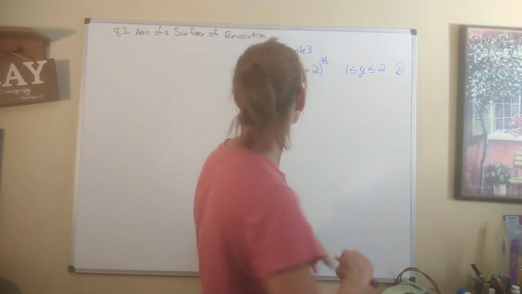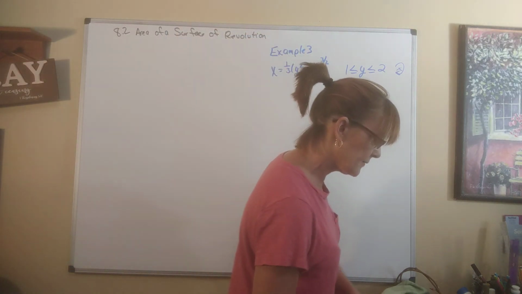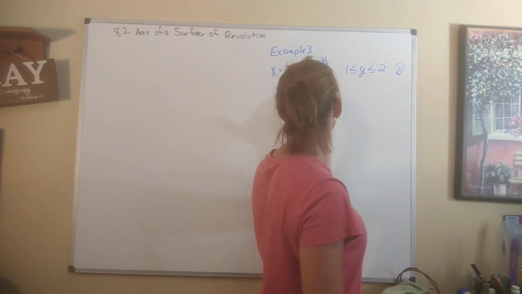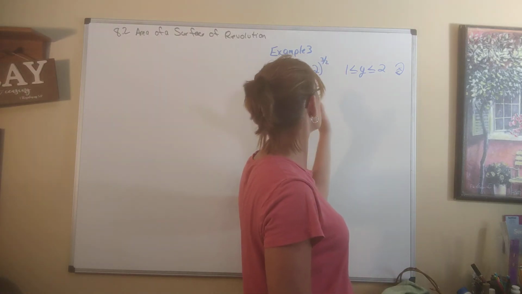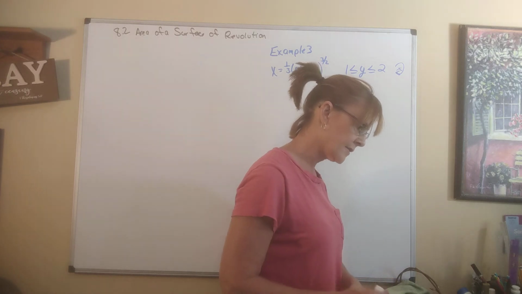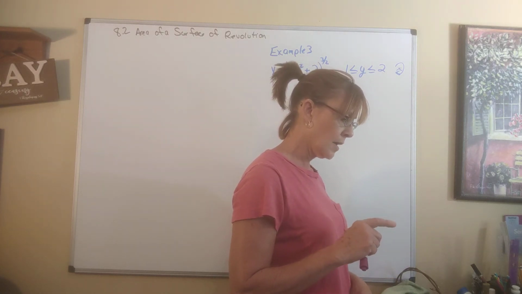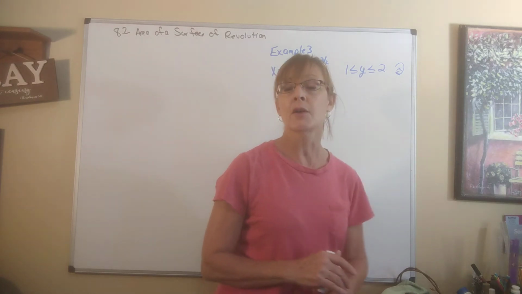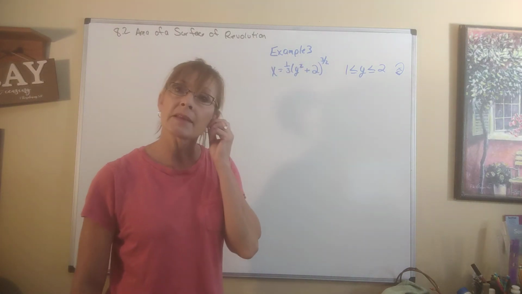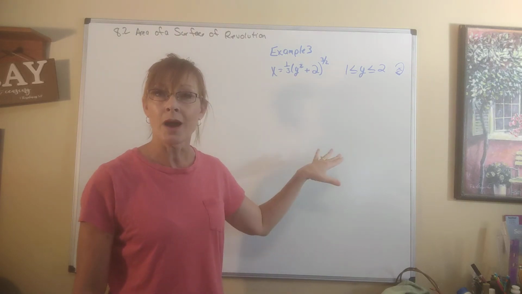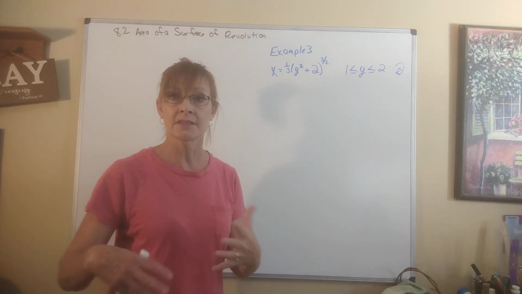Okay, example 3. It says, find the exact area of the surface obtained by rotating the curve x equals 1/3 times (y squared plus 2) raised to the 3/2, between 1 and 2 about the x-axis. So we're still rotating about the x-axis, but our function is written as x in terms of y. So how will that change the setup?